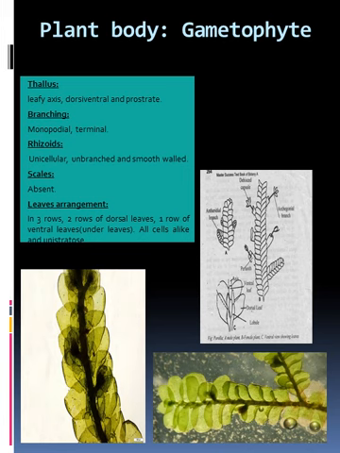Rhizoids are unicellular, unbranched and have a smooth wall. The rhizoids and cells of the stem act as additional absorptive organs as well. Scales are not present in the Porella plant body. The leaves are arranged on a stem.